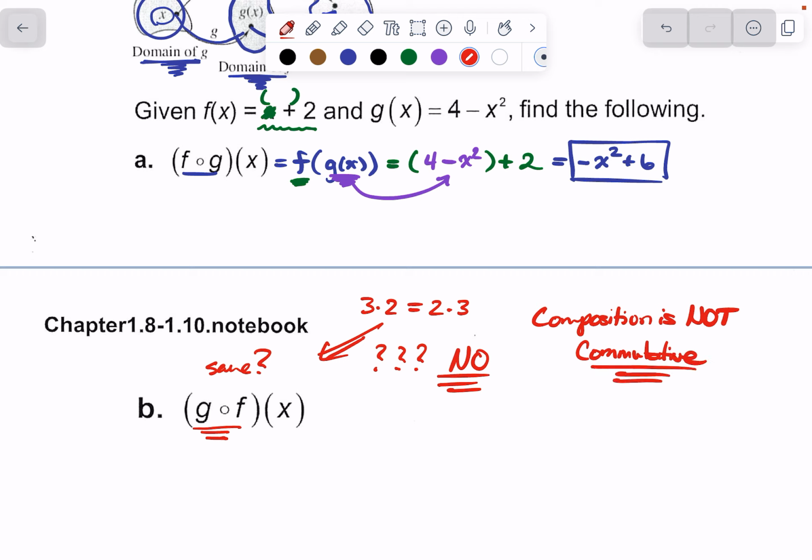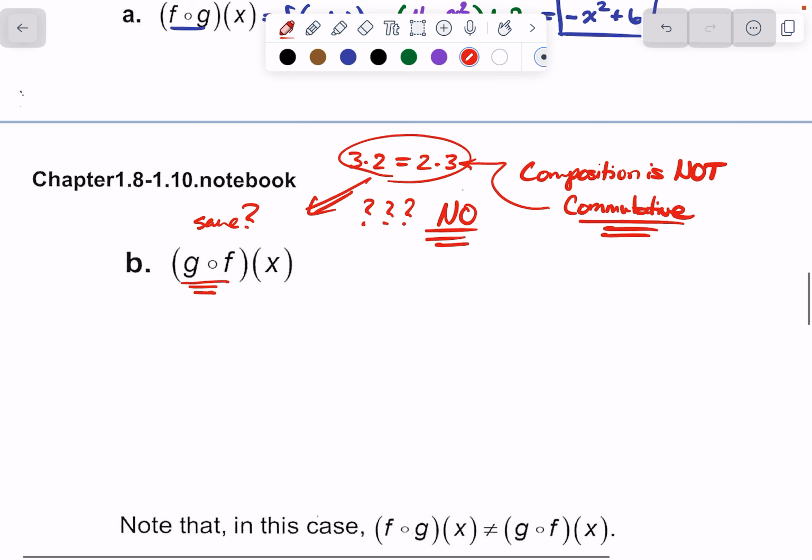Commutative, right? So the commutative property is things like this. Multiplication is commutative. You can switch the order and the answer doesn't change. So this is not commutative. So we will, in fact, get a different answer. And you can see this if you just do the problem, right?